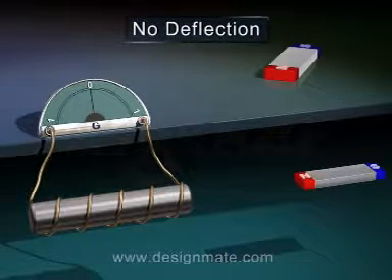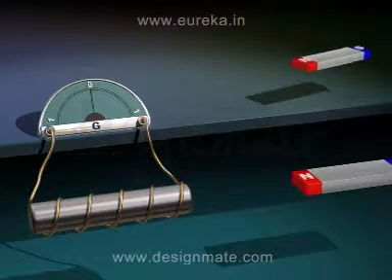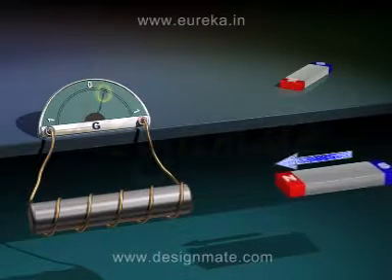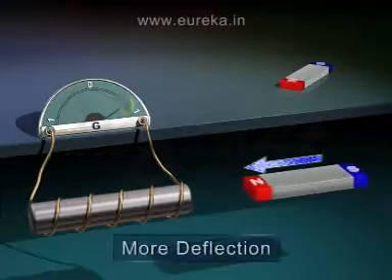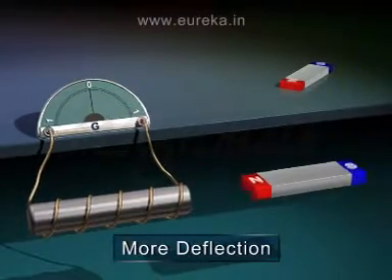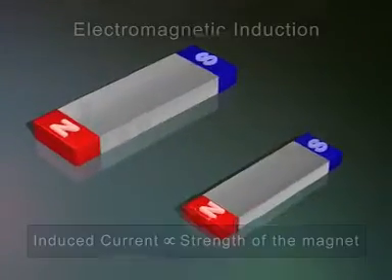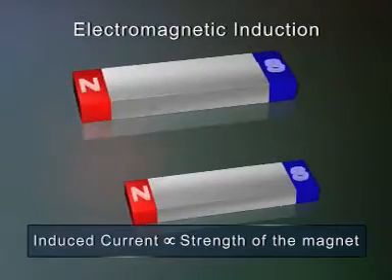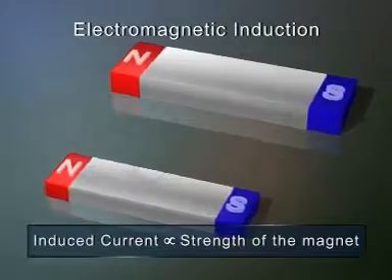In this experiment, just replace the first magnet with a stronger magnet. As we move this magnet towards the coil, we find that the galvanometer shows more deflection. So we can say that the current induced in electromagnetic induction depends upon the strength of the magnetic field.